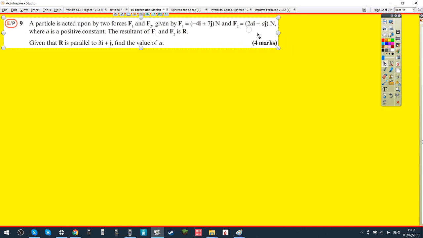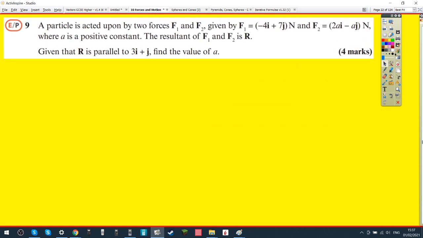This one is very similar. Is it worth doing, or you think you'd be okay? I think I'll be okay. Right.